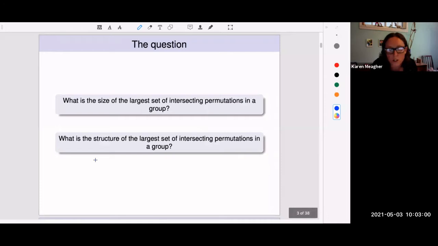Okay, so the big question has to do with what's the size of the largest set of intersecting permutations in a group? And then the next part, once we know the size, is what's the structure of the largest set of intersecting permutations in a group? So my plan is to go through a bunch of the different tools that we can use to prove these results, and then talk about what we know.